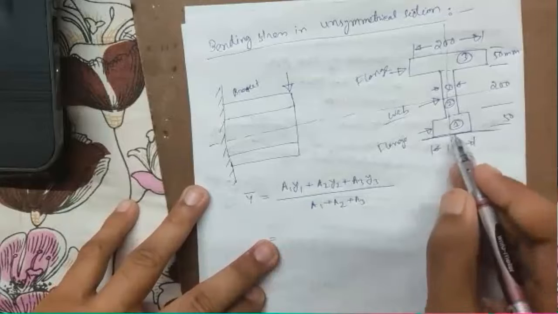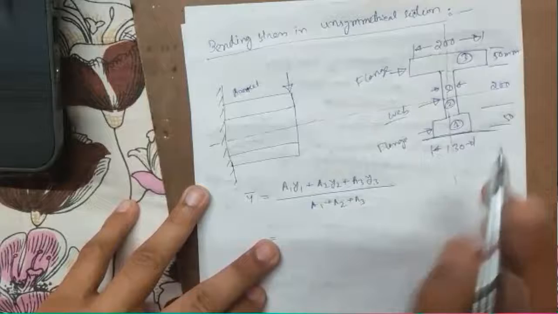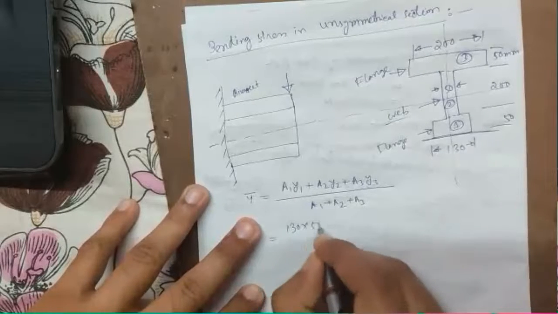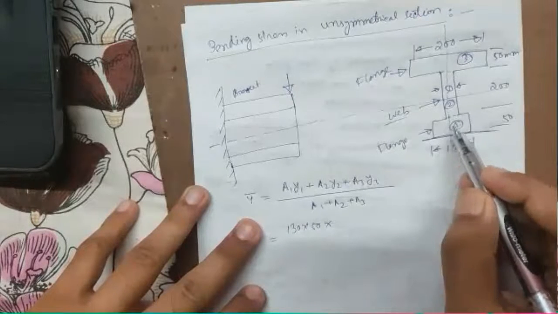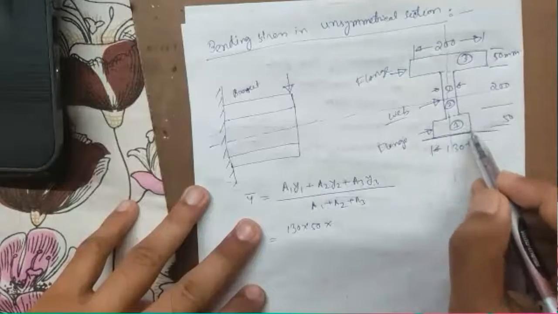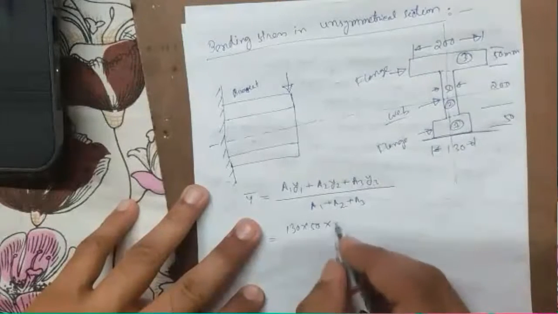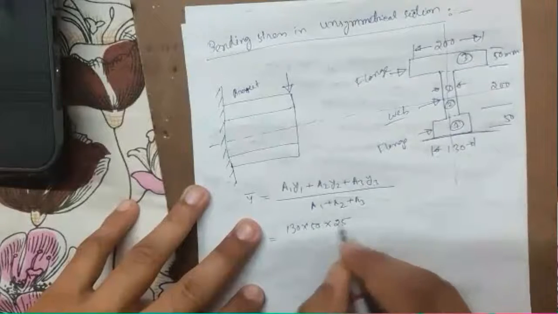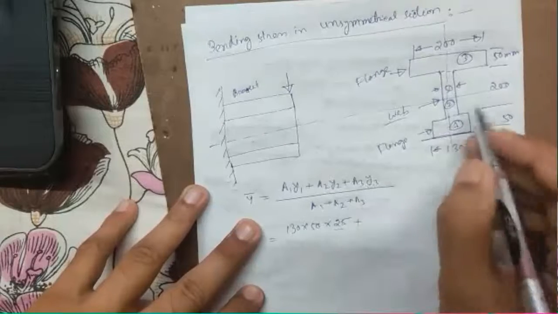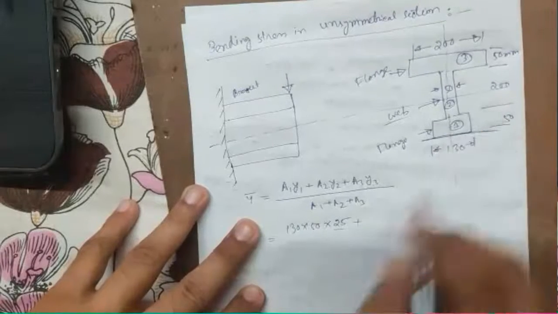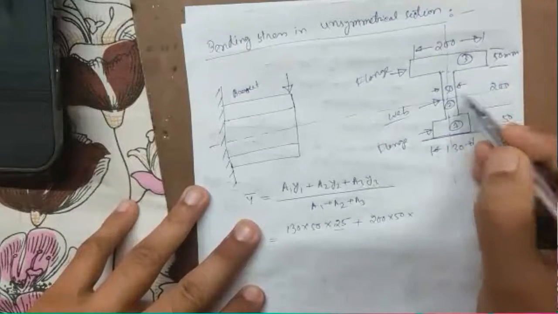Now A1 is the area of area 1, which will be 130 into 50, into y1. Y1 means the CG of area 1 from this bottom surface. So if this is 50, its CG will be at the middle, at 50 by 2 or 25 simply. Y1 will be 25, plus the area of 2, which will be how much? This length is 200 and width 50. So 200 into 50 is the area and its middle is here.